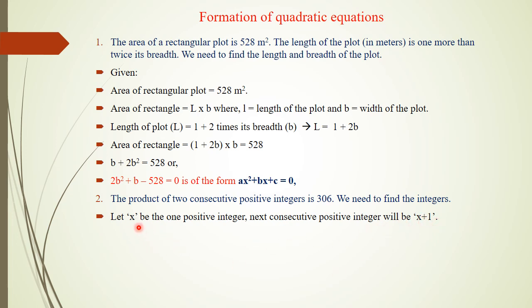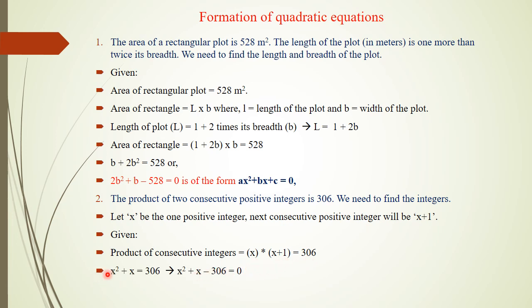For example, one positive integer is 2. Then the next consecutive positive integer will be 3. That is nothing but one more than that. If 20 is my positive integer, the next consecutive positive integer will be 21. Like that, if x is the positive integer, the next consecutive positive integer will be x plus 1. Now, according to this statement, the product of these two integers, that is nothing but x into x plus 1, is equal to 306. When I simplify this, I'll multiply this x inside this bracket. That will be x square plus x is equal to 306.